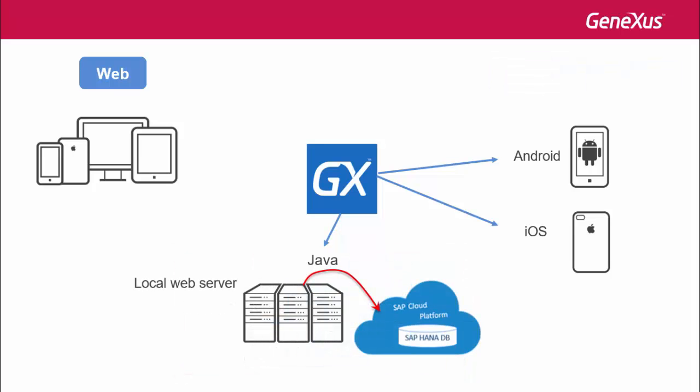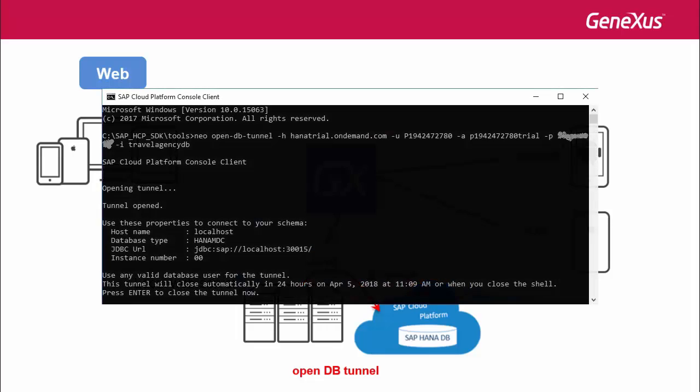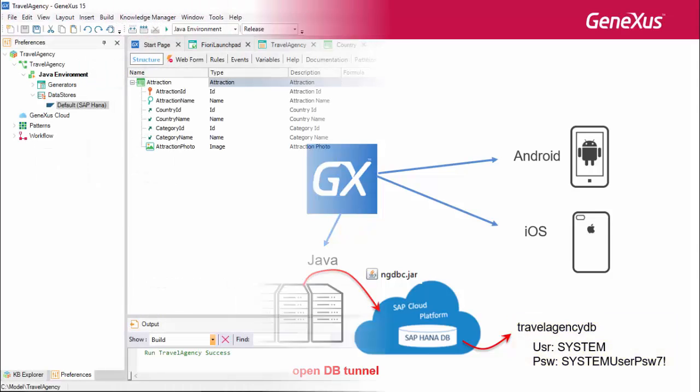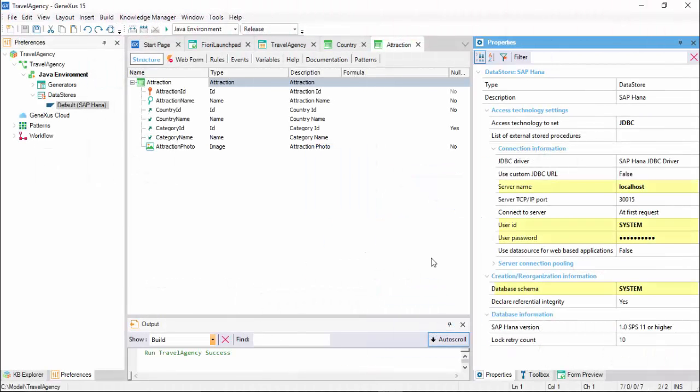In our environment, in order to connect from the local Tomcat to the HANA database in SAP Cloud Platform, we use the driver provided. We had to open a tunnel to the database. In our case, we had created the database in the trial version provided by SAP Cloud Platform, using the system user, to which we assigned a password when creating the database. Then, in the data store properties, we entered these values.